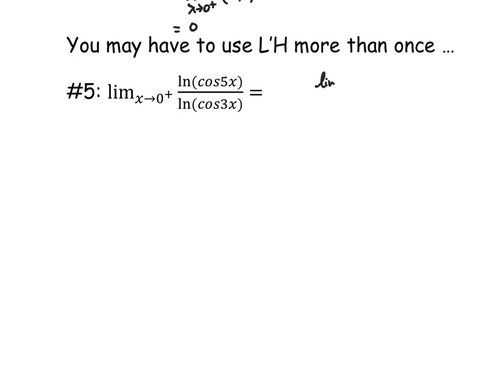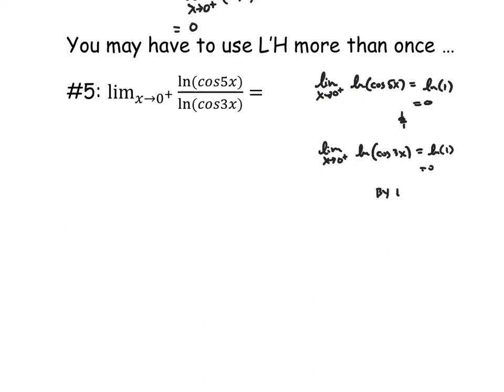Okay, the limit as x approaches 0 from the right. Again, ln has that restriction, so we have to use it, of ln of cosine of 5x. Well, that's going to equal the cosine of 0, which is 1, and ln of 1 is equal to 0. Okay, same thing is going to happen here. Limit as x approaches 0 from the right of ln of cosine of 3x. Well, that'll still equal ln of 1, which is equal to 0.